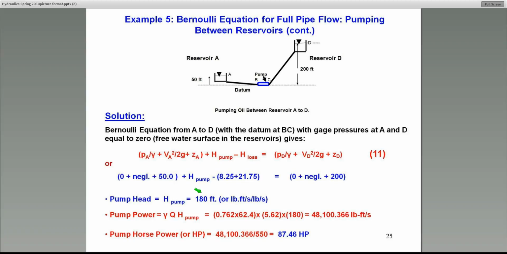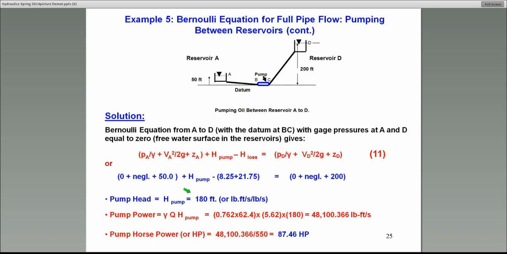Why is it 180? Well, it's essentially the elevation difference between A and D, which is 200 minus 50, which is 150, plus any head loss that it has to overcome. In this case, that head loss is 30 feet. So 150 plus 30 is 180. So it makes sense that the pump has to deliver 180 feet of head in order to take the oil, or take this fluid, from one end to the other.